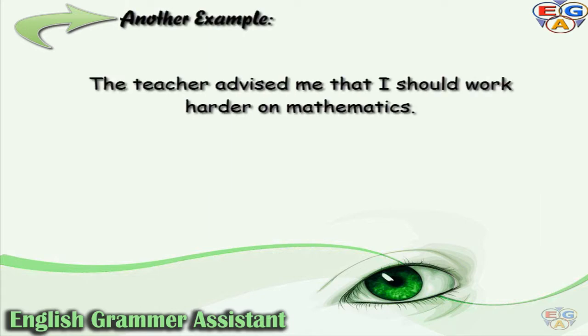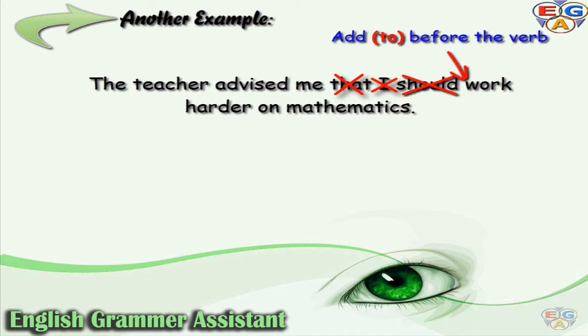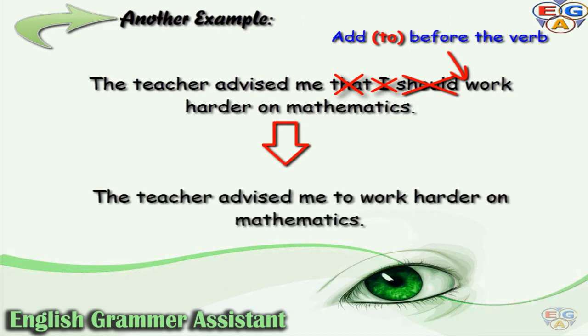Another example. The teacher advised me that I should work harder on mathematics. In order to reduce the noun clause in this sentence to infinitive, we eliminate the connector that, eliminate the subject I, and the modal should, and add to before the verb. So, the new sentence becomes like this. The teacher advised me to work harder on mathematics.